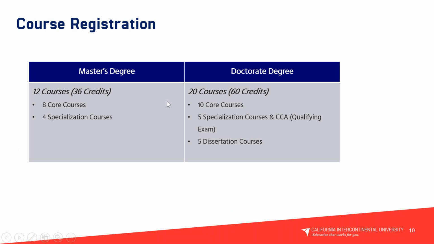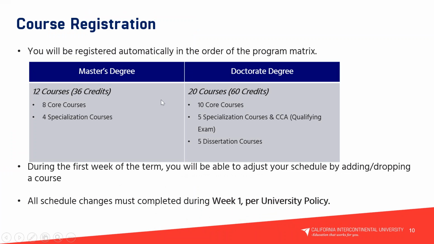Okay, let's go ahead and move forward. Let's talk about course registration, right? So you will all be registered automatically in the order of your program matrix. Master students, your program is composed of 12 courses or 36 credits, divided into 2 sections: 8 core courses and 4 specialization courses. Doctorate students, your program is 20 courses long or 60 credits, composed of 3 components: 10 core courses, 5 specialization courses, and then 5 dissertation courses. So 5, 15, 20.